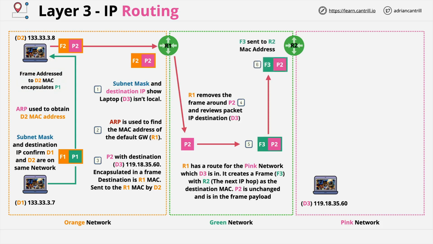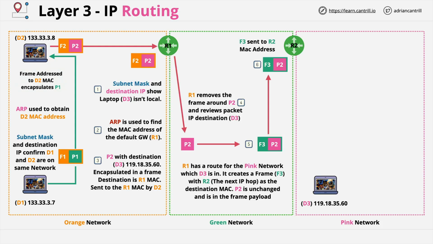So now we're in a position where router R2 has this frame F3 containing the packet P2 destined for the machine inside the pink network. So now that router R2 has this frame with the packet inside, it sees that it's the destination of that frame.